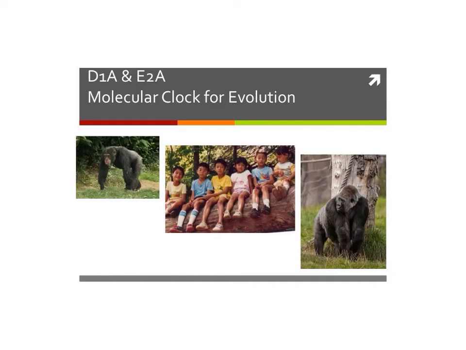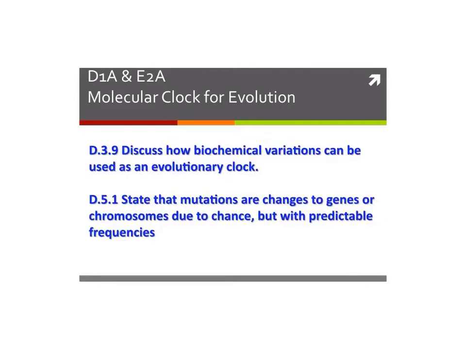In the previous lesson, you learned that comparative biochemistry, analyzing DNA and proteins, allows us to determine the relationships that organisms have between each other. In this lesson, we're going to discuss how biochemical variations, these molecular differences, can be used as an evolutionary clock to trace how long ago two organisms diverged from each other.